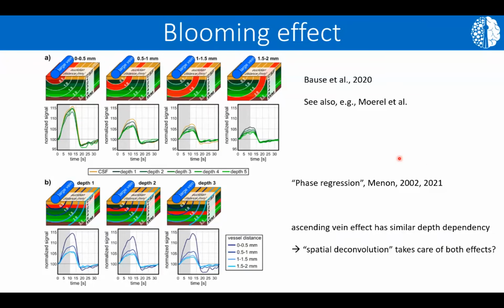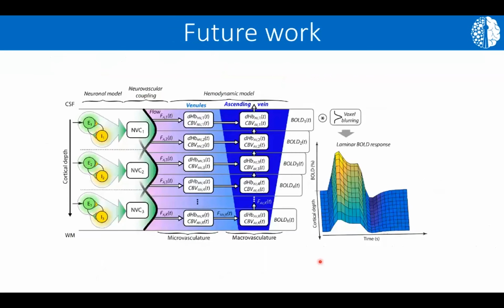There are methods that want to correct for this. Ravi Menon already published in 2002, and he has a recent paper in 2021, where he suggests using the phase image to regress out this large vessel effect. However, ironically, perhaps the ascending vein effect, which is purely physiological, might be subtracted by this sequential subtraction too, along with some of the large vessel effect. But there is no guarantee for that. This would be an interesting thing to test.